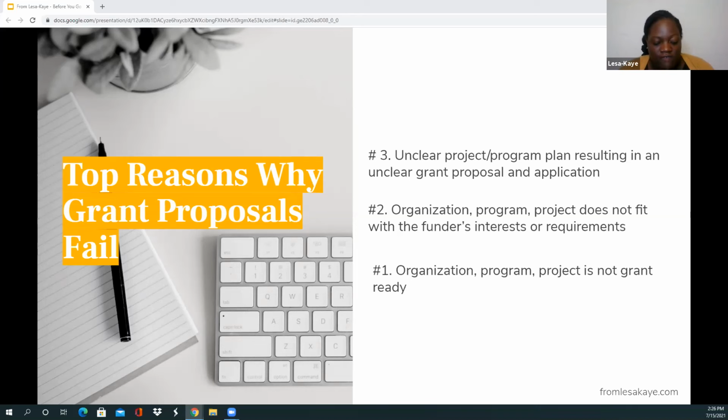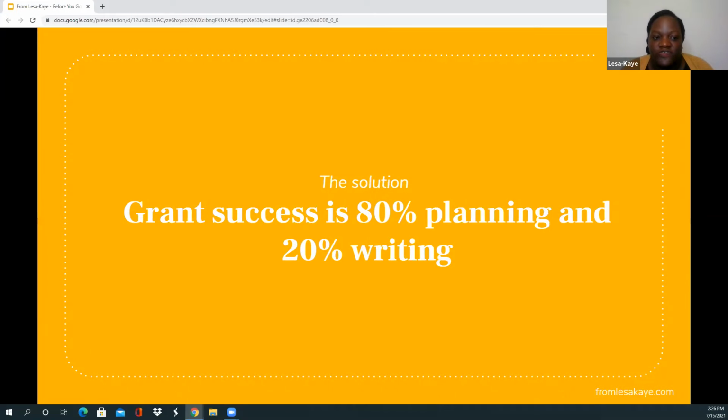I also thought having an important cause was enough to get a grant. And I also applied for every grant that I found. I didn't focus on what was a good fit for the organization, what was a good fit for the program or the project that we were trying to launch or expand in some way. And so those are the top 3 reasons why grant proposals fail.